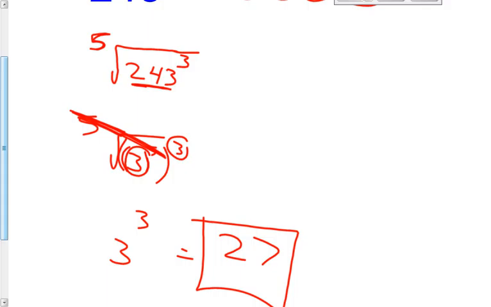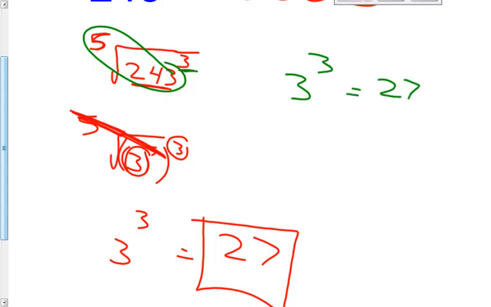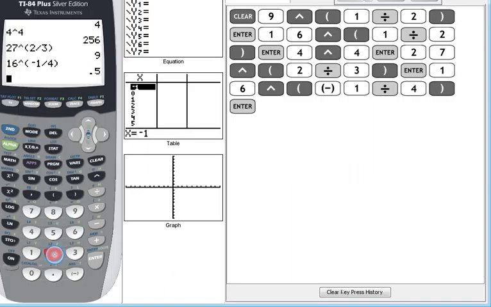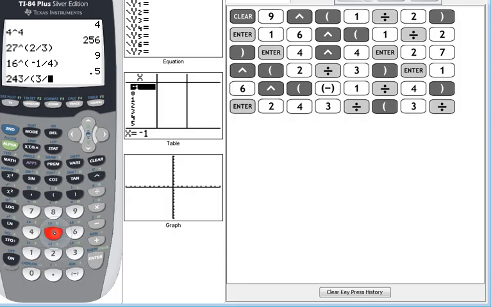Or if you don't want to do this whole canceling out thing, that's fine if you know the 5th root of 243 is 3. And then don't forget about the cube, 3 cubed, which is 27. And by all means, if you want to give yourself a little bit more assurance with these, check them in your calculator. We have 243 raised to the 3/5.